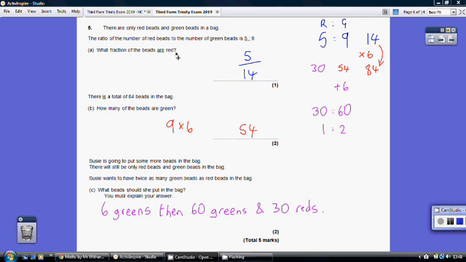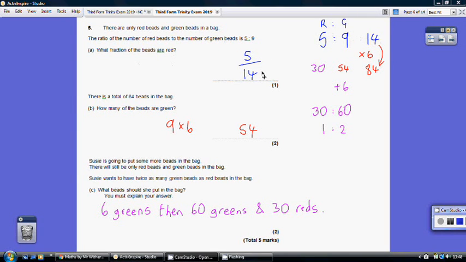Question 5. So we've got some red beads and some green beads in a bag, and the ratio of red to green is 5 to 9. So red to green is 5 to 9. So how many beads have we got in total? We've got 14 beads in total. So what fraction of the beads are red? Well, that's 5 out of 14.